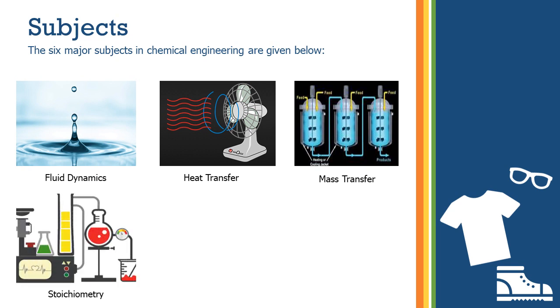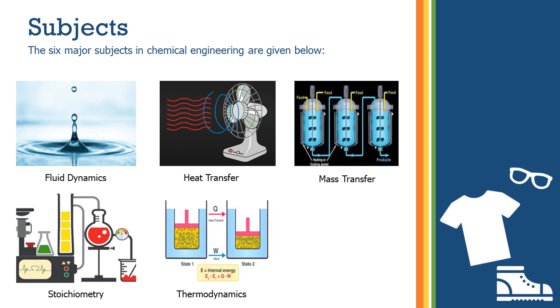the base of chemical engineering, is stoichiometry. It covers the basic calculations that we do in chemical engineering. We study this in stoichiometry. The fifth major subject in chemical engineering is thermodynamics.